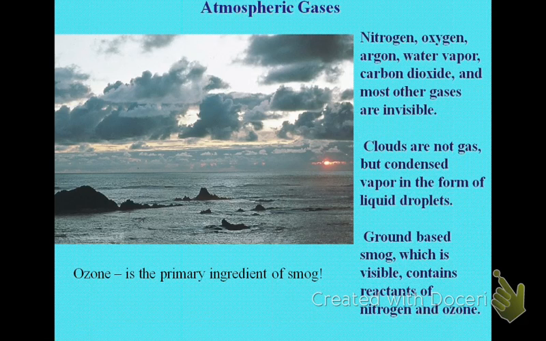Nitrogen, oxygen, argon, so that's one of those other elements that's very little of. Water vapor, carbon dioxide, and most other gases are all invisible. That's what we were just saying. But clouds are not a gas, but condensed vapor in the form of liquid water droplets. So that is liquid. Ground-based smog, which looks like a cloud at the ground, is visible and contains reactants of nitrogen and ozone. So we're going to be talking about ozone today, but the ozone that's at the ground that you see as smog is actually, smog is primarily ozone at the ground level. We'll be talking about ozone that's up in the air.